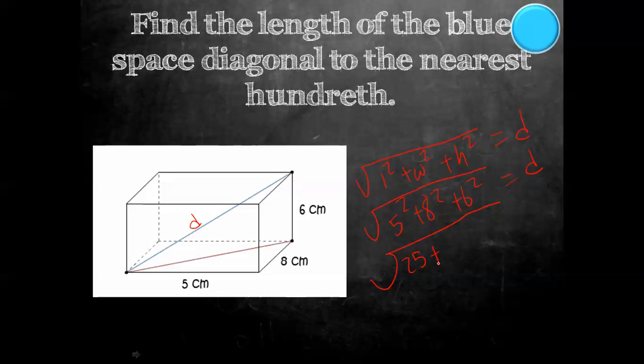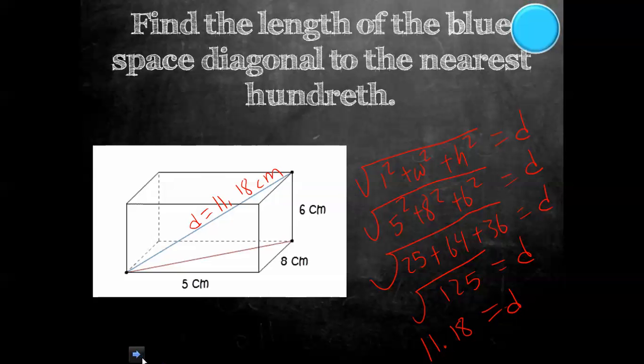5 times 5 is 25. 8 times 8 is 64. 6 times 6 is 36. Add all of those up together. That's going to give us 125. Take the square root of that. And here it says round it to the nearest hundredth. So it's going to be 11.180339, so 11.18. So D, the length of this diagonal, is going to be 11.18 centimeters.